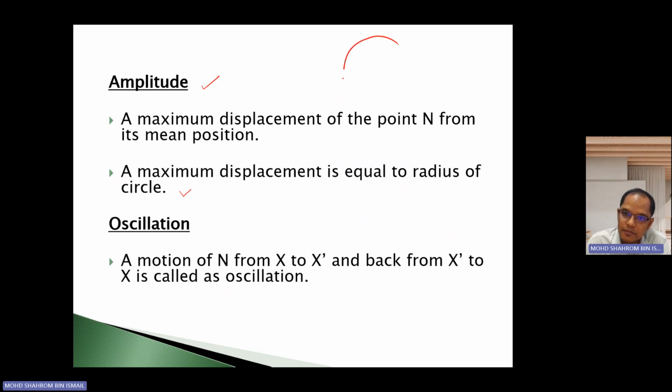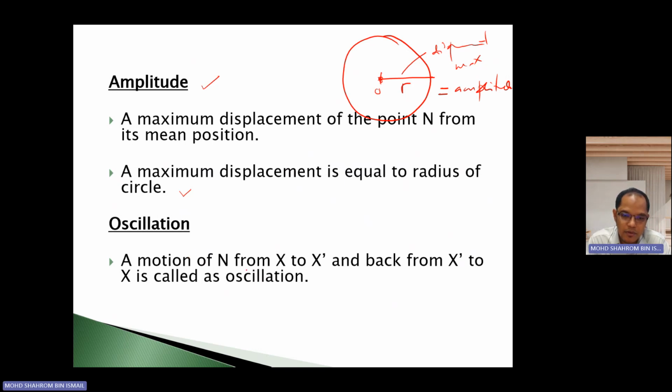So let's say we've got a circle, and this is your 0. This is the radius. From this point to this point, you can say is the maximum displacement. Okay. Then this is equivalent to what? It is equivalent to amplitude.